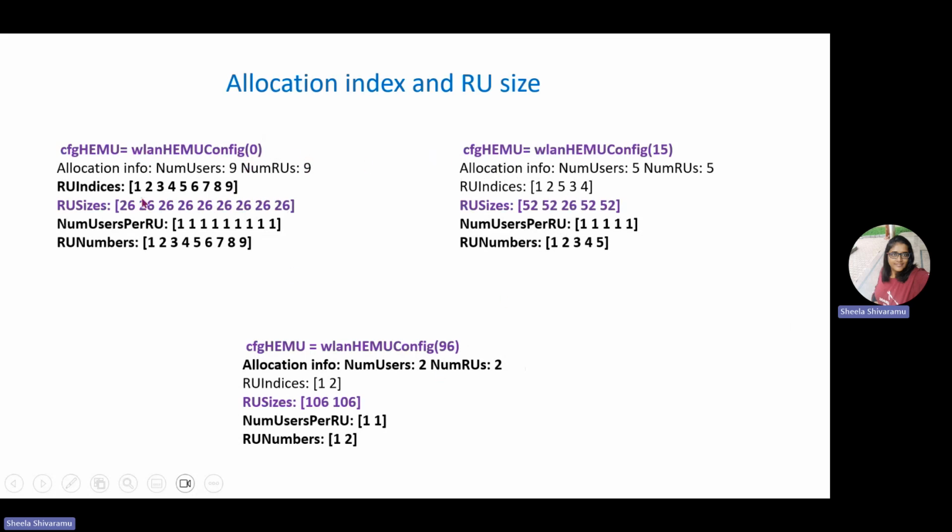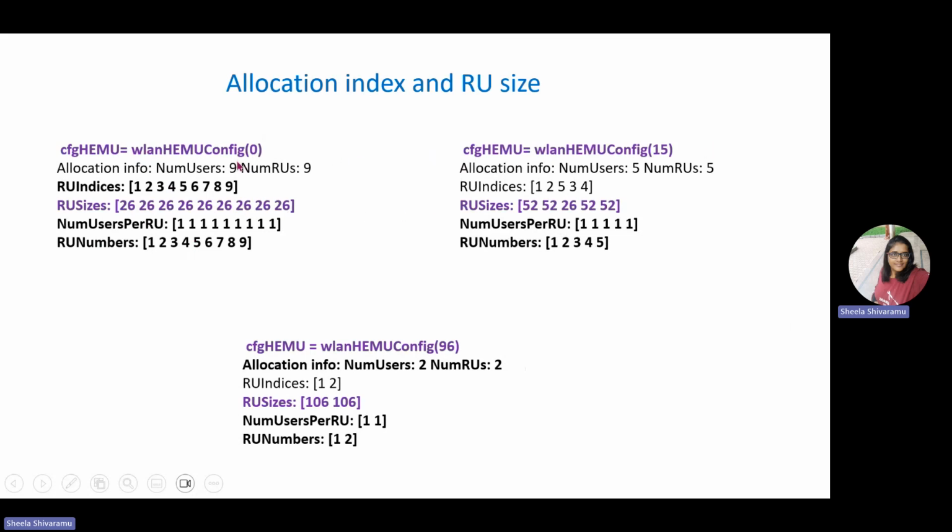If you set it as 0, then the entire 20 megahertz bandwidth is divided into 9 equally sized RUs of 26 tones, and this is the minimum RU size possible in 11ax. And the 9 users are occupied here. So this is given by RU numbers. RU numbers and RU indices are the same.